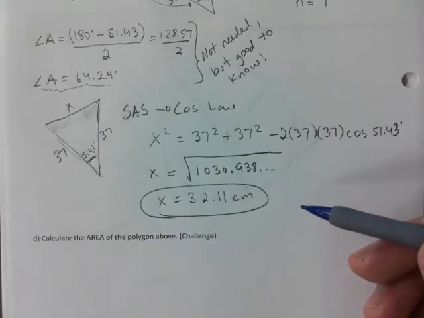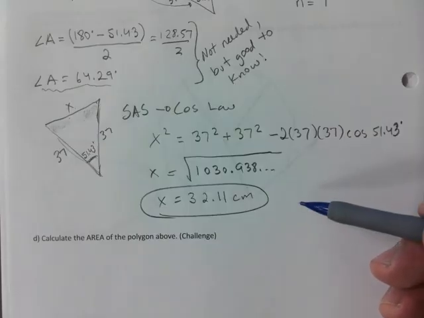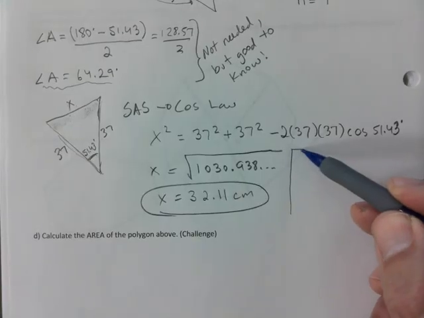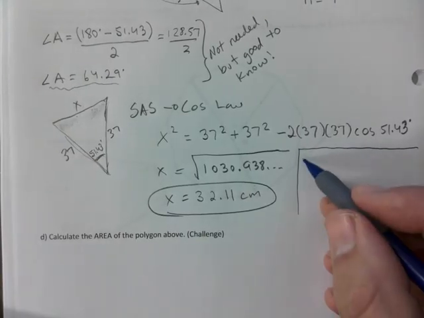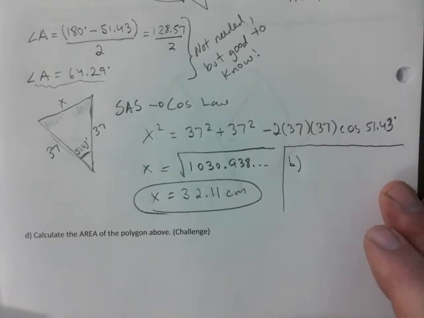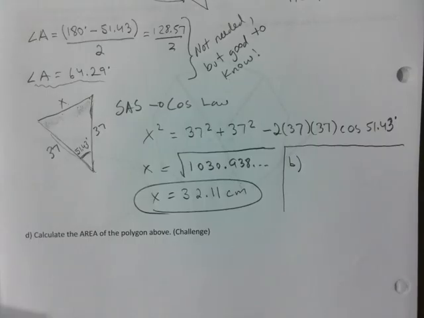This is basically answering A. All of this was A. For B, let's do that here. B. What's the perimeter again? Perimeter is what? Definition of perimeter? Distance around the shape, right? Distance around the shape, perimeter.